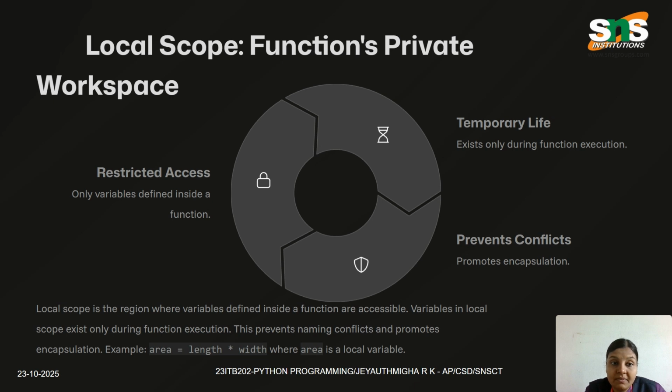Local scope: a function's private workspace. Restricted access: only variables inside a function. Temporary life: exists only during function execution. Prevents conflicts, promotes encapsulation. Local scope is the region where variables defined inside a function are accessible. Variables in local scope exist only during function execution. This prevents naming conflicts and promotes encapsulation. Example: area = length * width, where area is a local variable.